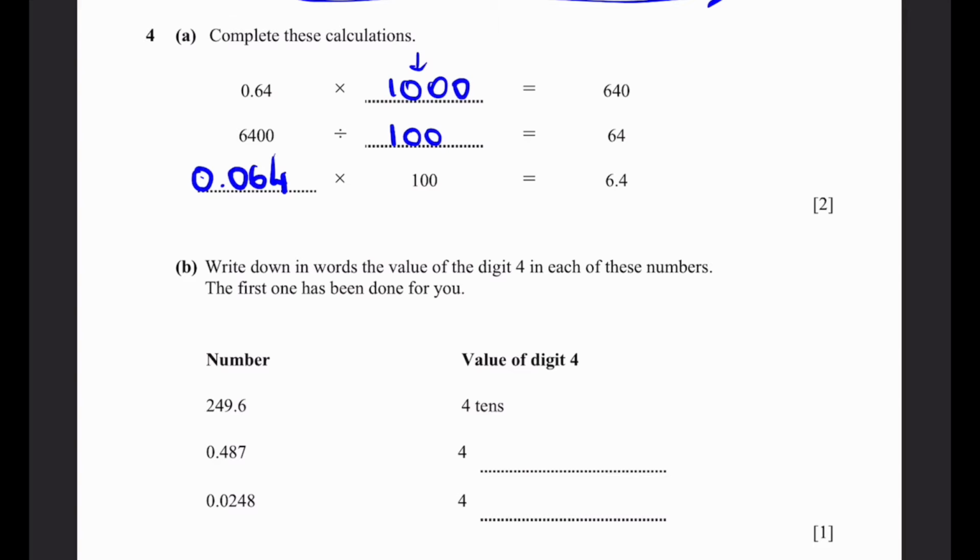B. Write down in words the value of the digit 4 in each of these numbers. The first has been done for you. So the number is 249.6, and the value of digit 4 is 4/10. The next one is 0.487. In this, the 4 is over here, which is the tenths place. So 4/10. Next, 0.0248. The 4 is over here, which is the thousandths place. So 4 thousandths.